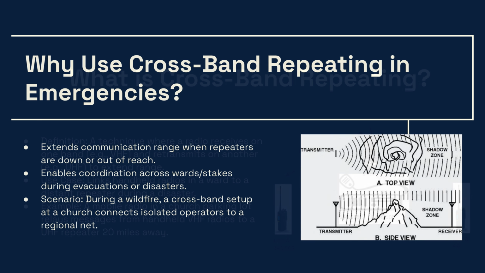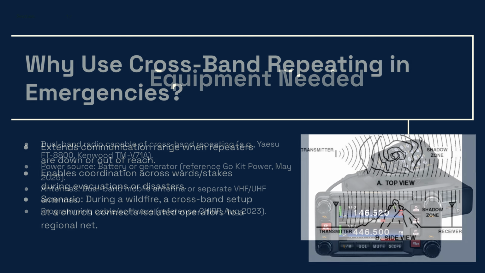Next slide, please. Why use crossband repeating in an emergency? Extends communication range when repeaters are down or out of reach. Enables coordination across ward stakes during evacuations or disasters. In a scenario during a wildfire, a crossband setup at a church connects isolated operators to a regional net. Can help ensure communication during power outages or evacuations. Mobile crossband repeaters can generally transmit at higher power than a handheld radio and can be strategically placed for better coverage.